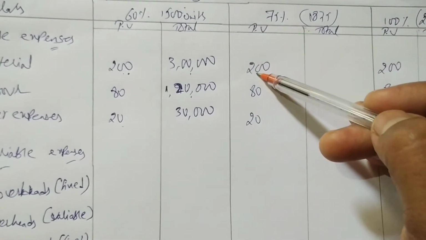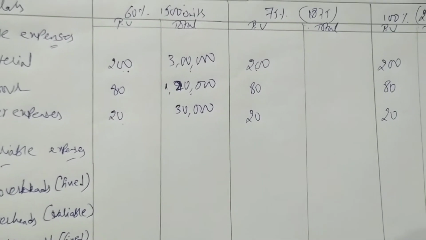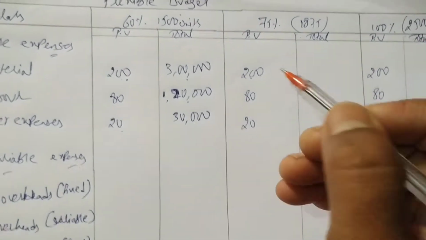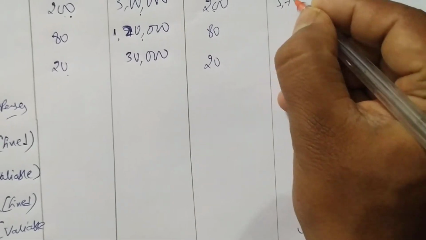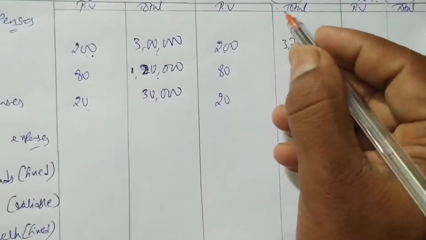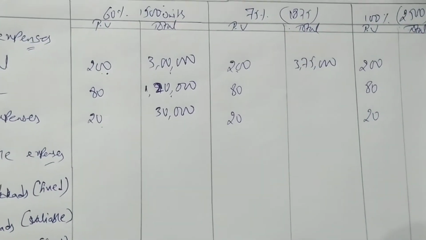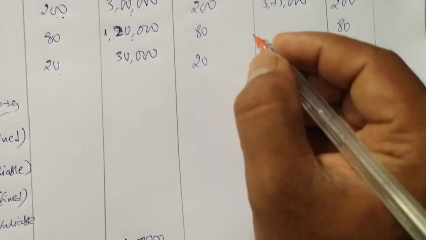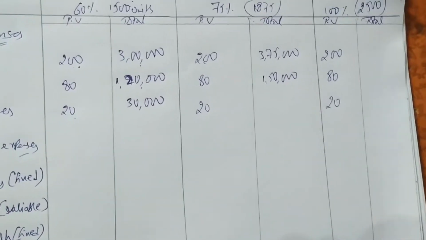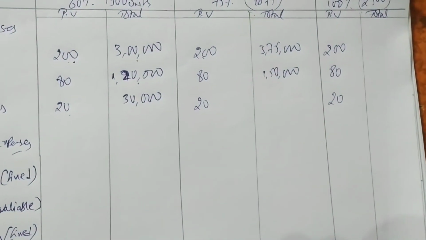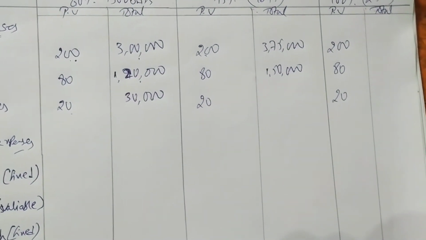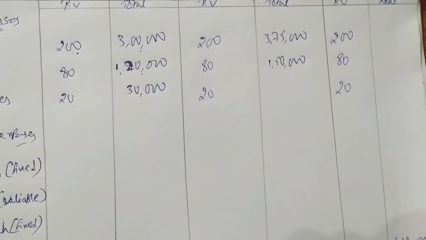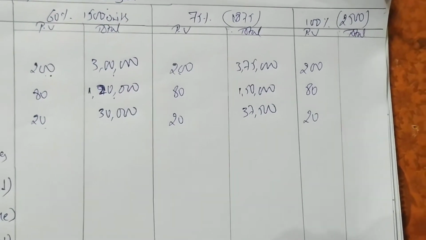Same we'll do with the 1875. 200 into 1875. We got 3,75,000. 80 into 1875, we get 1,50,000. Next 20 into 1875, 37,500. Done. Next, multiply 200 with 2,500.